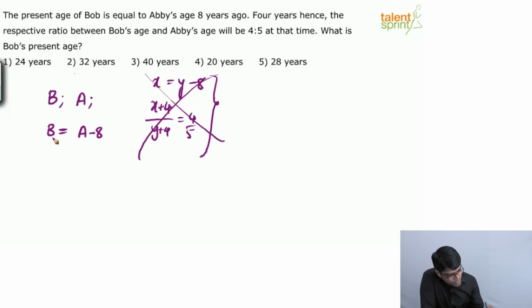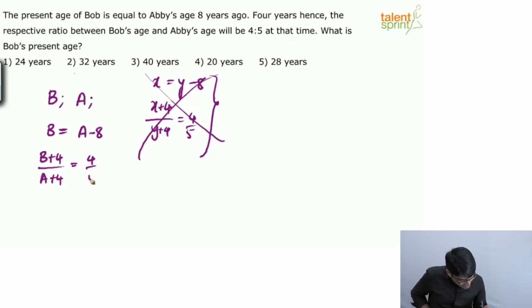So the first equation is Bob's age is equal to AB's age 8 years ago. 4 years hence, the respective ratio between Bob's age and AB's age will be 4:5. Now 4 years hence, Bob's age will be B plus 4, AB's age will be A plus 4. This ratio equals 4:5. What is Bob's present age? Ideally, what would we do? Two equations and two unknowns.